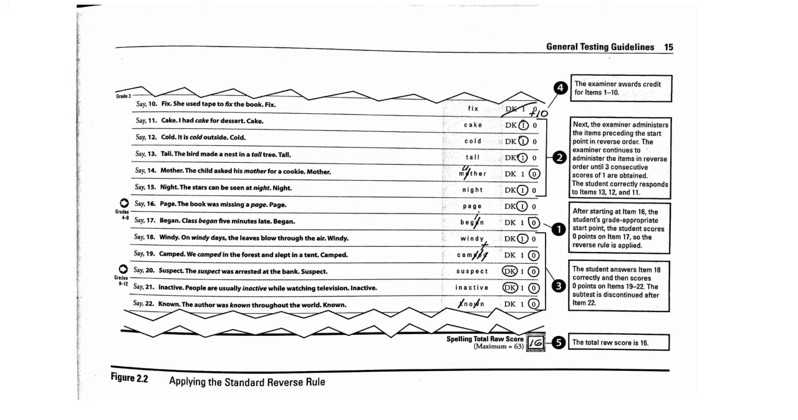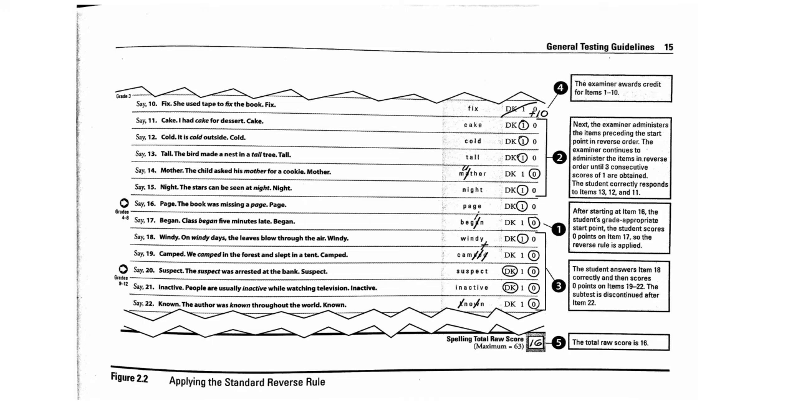If they score 0 points across any 4 items, then you would stop administering this test and it will be discontinued. So this student got 18 right, but then they missed 19, 20, 21, and 22. So they scored 0 points across 4 consecutive items, and so we're going to discontinue the test.